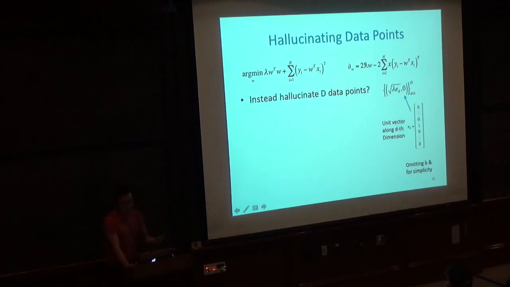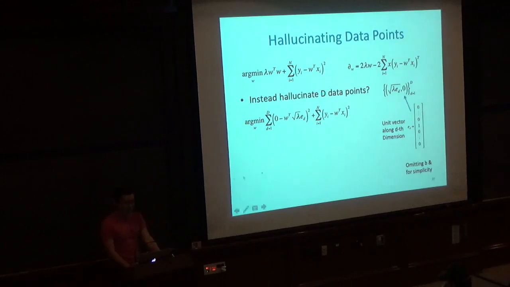Suppose we did not have the regularization term, and we just added some fictitious data points. This is a d-dimensional space. We're going to add d data points, and they look like this. Each data point is a scaled basis vector. So e sub d is a basis vector that is 0 in all the entries except for 1 in the dth dimension. We're going to scale it up by square root of lambda, and the supervised target is 0. So we're going to add capital D of these hallucinated training examples.